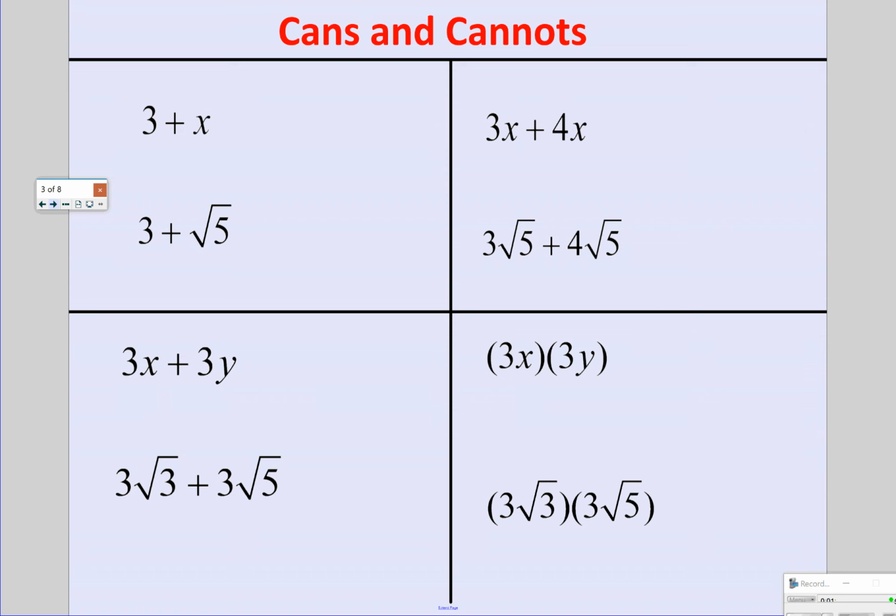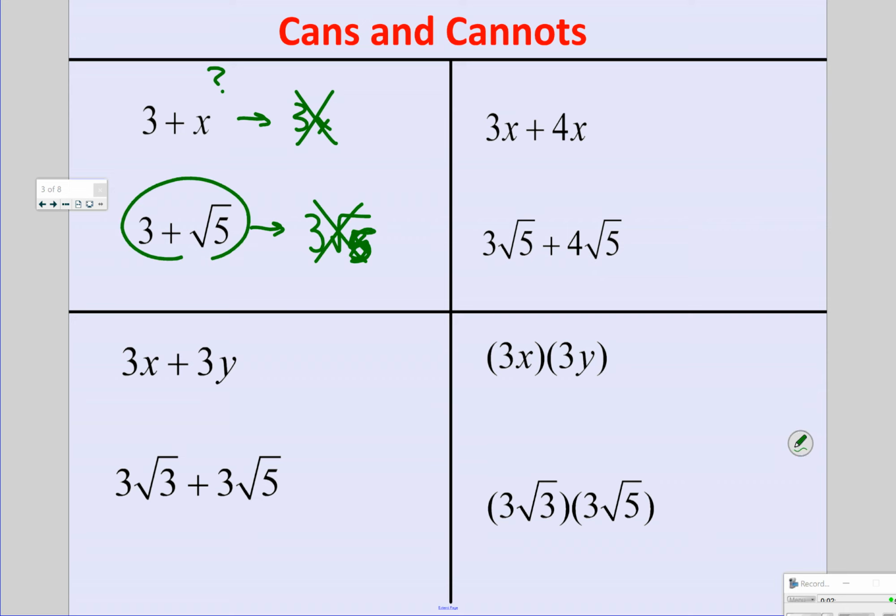So let's first consider these four scenarios. Are we allowed to simplify 3 plus x anymore by calling it 3x? And we know that the answer to that is no, because that would mean 3 times x. So that also means that 3 plus root 5 is not this. That is incorrect. So this cannot be simplified any further because they don't have like radicals.